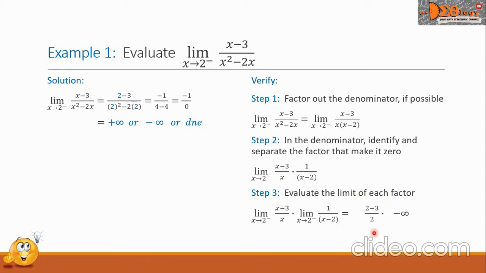Simplifying this fraction, we have now negative 1 over 2 times negative infinity. When we get the product of this negative infinity by this negative fraction, the answer will be positive infinity. So this answer corresponds to one of our choices here, the positive infinity. Let us delete the other possibilities. So this is now our final answer.